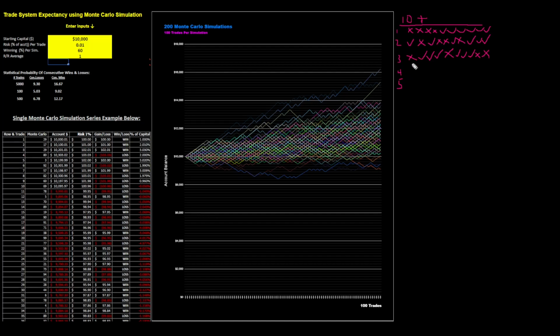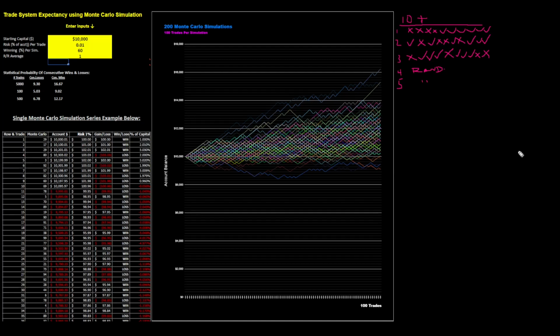Trader 4 is going to have a totally different random order, right? And we're going to say trader 5 has another random order of the way his winners and losers fall consecutively in his trading. This is to be expected, because trading's not perfect. If we have a 60% win rate, we don't just get 6 winners in a row, then 4 losers in a row. The order of wins and losses over a period of trades is going to be randomized.